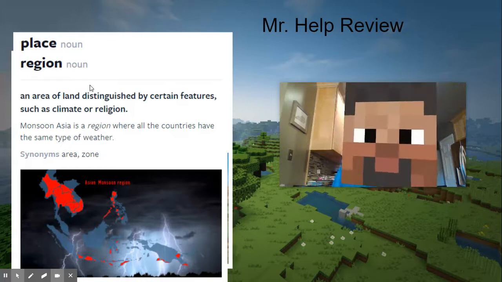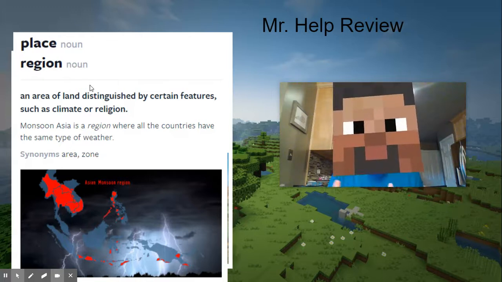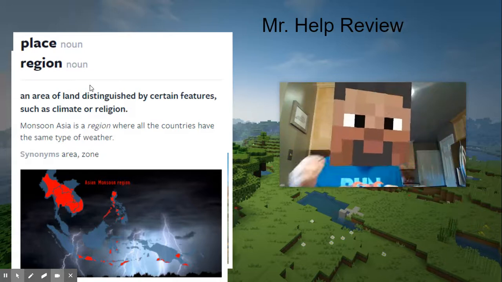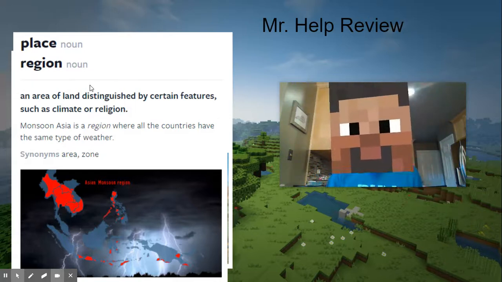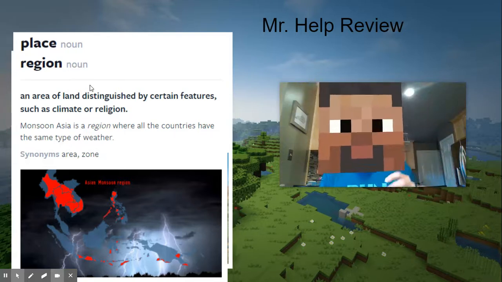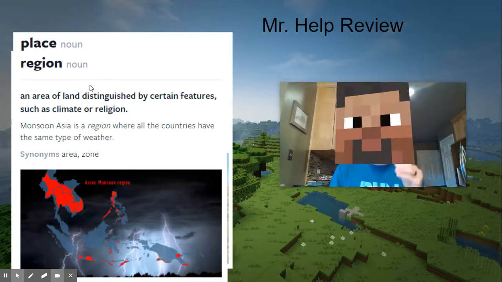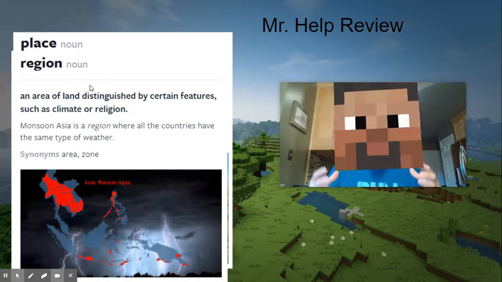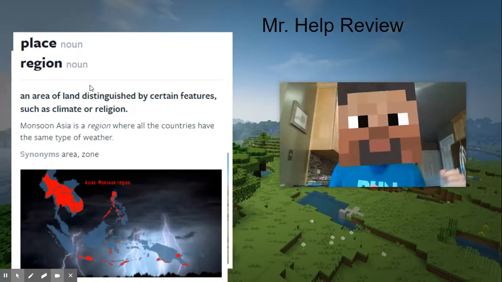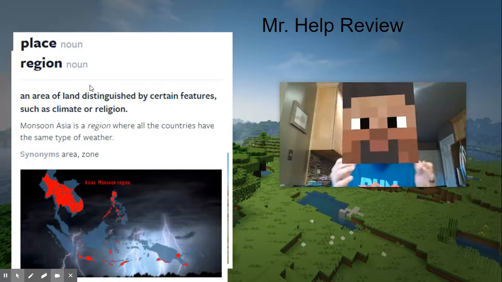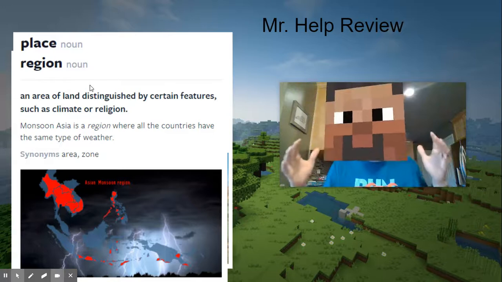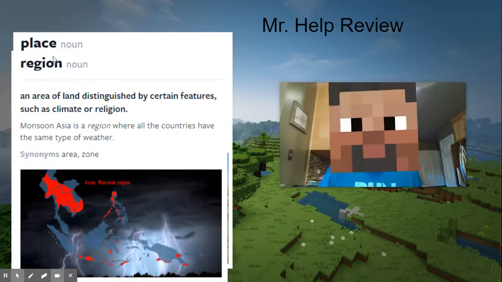Next, we have region. So a region is an area of land distinguished by certain features. Climate and religion, these can help determine your region. Usually when we think of region, we're thinking of several states together. Possibly you could look at, with this picture, several countries that are together that deal with the region. So it's a much larger area when you're thinking of a region.